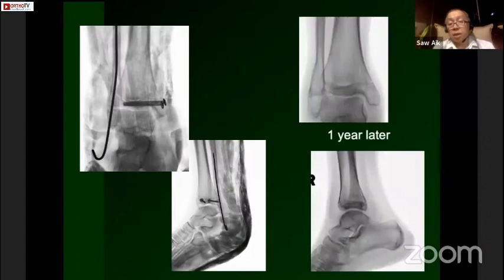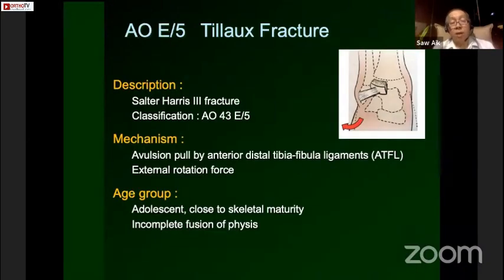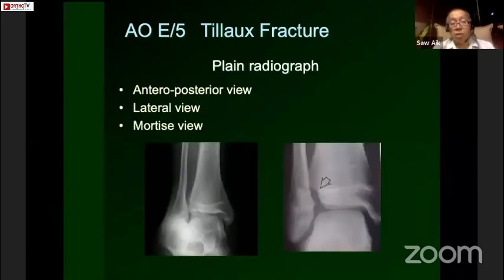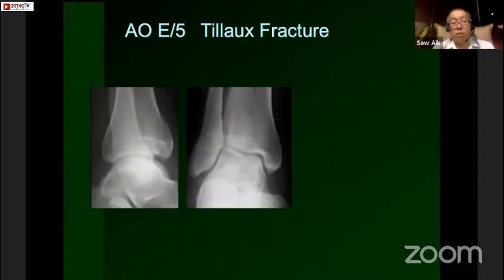So this is 1 year later, we still have to monitor to make sure there is no physeal breach growing across. Now, AO E5 is a Tillaux fracture. It is a Salter-Harris type 3, but AO uses E5 as a separate category. It is caused by an external rotation force. Now, the problem is the diagnosis is easily missed. So you see here, we need a special view to look at it.